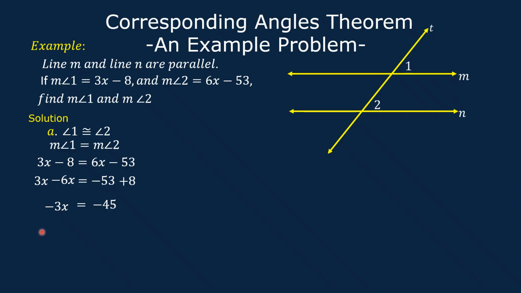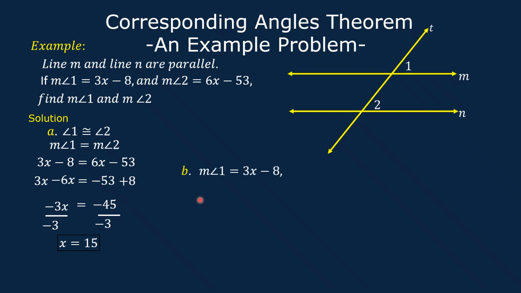And then we divide the left side of the equation as well as the right side of the equation by negative 3. So divided by negative 3 and then divided by negative 3. This is now equal to x is equal to 15. So the value of x is equal to 15.